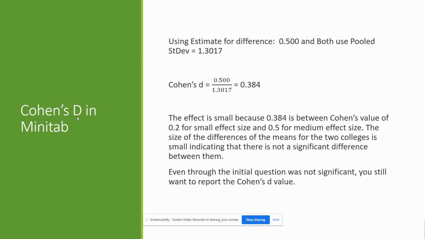I'd say it's small. You could also say small to medium. That's fine. So what this tells me is the size of the differences of the means for the two colleges is small to medium, indicating there's no significant difference between them. So remember that in the initial question, you didn't find it was significant, but you still want to report that Cohen's d. Because even though it wasn't significant, you still want to talk about it because something could be going on.